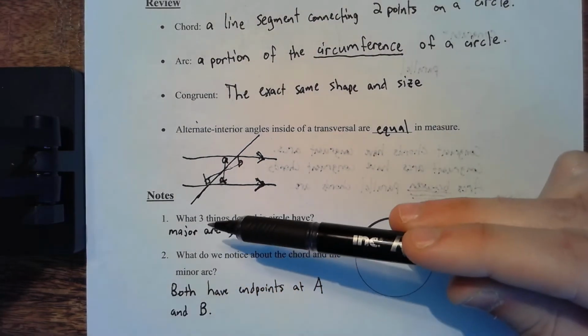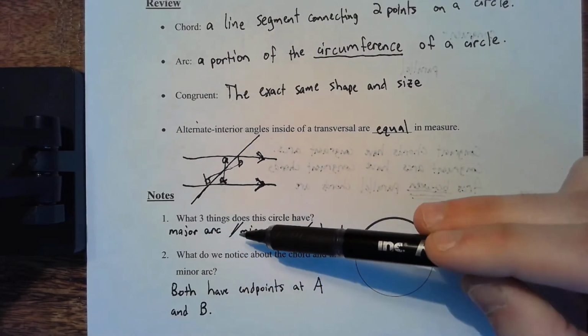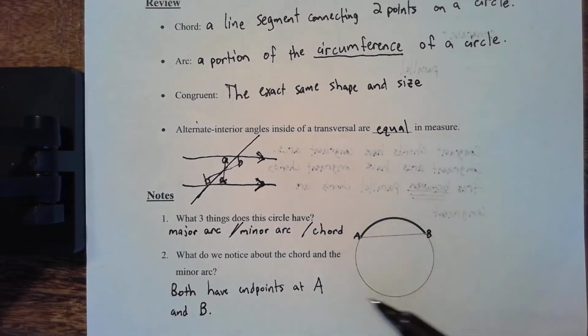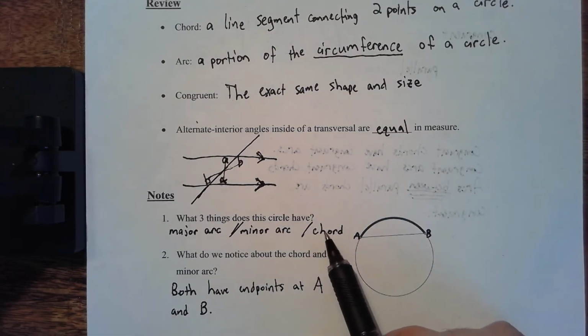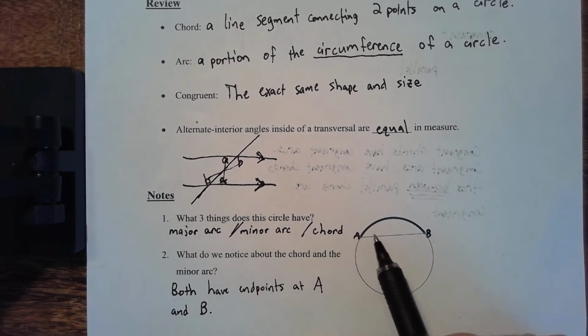So, notes number 1. What 3 things does this circle have? And we're looking at this guy right here. Well, it's kind of an open-ended question. You could probably pick out more than 3 things, but the 3 things that we care about that are drawn on here are, well, I should have put chord first. So first we have a chord. We have chord AB, and again, a chord is just a line segment that goes end to end on a circle. So we got chord AB.